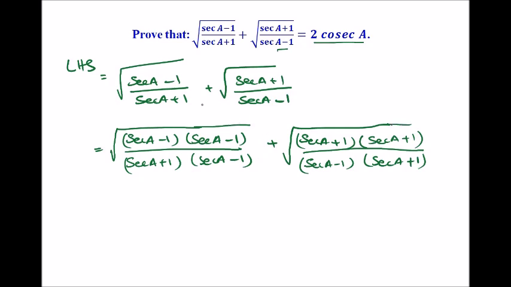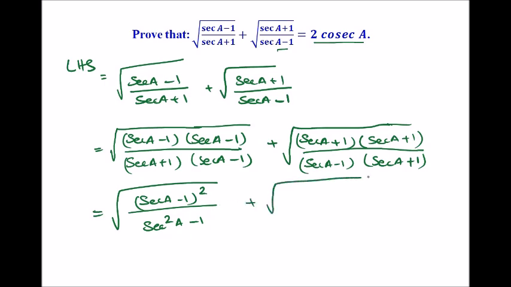Why are we using this? We need to remove the square root. Here it's square root of the numerator, which is (sec A minus 1) the whole square, divided by the a plus b into a minus b form, that is a square minus b square, which is equal to sec square A minus 1. Plus here it is (sec A plus 1) the whole square, the same a plus b into a minus b, that is sec square A minus 1.